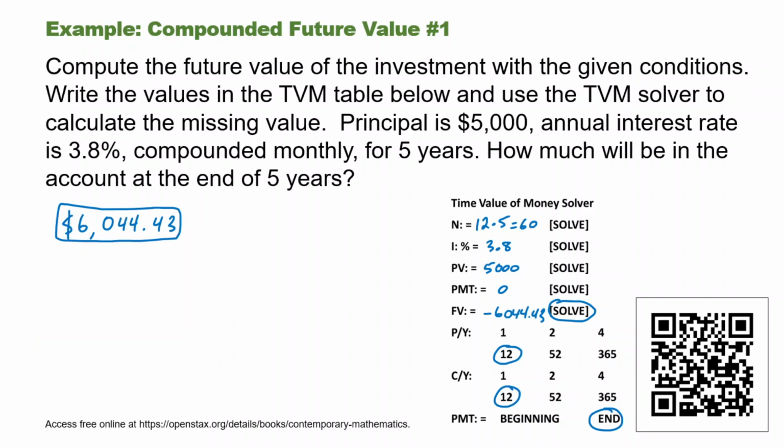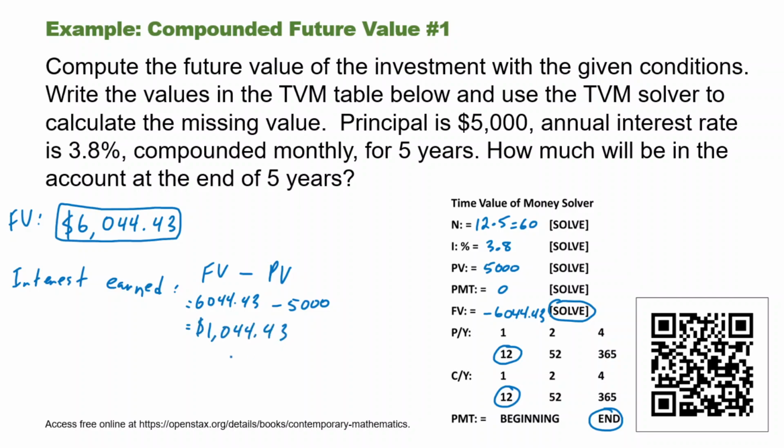Now this question doesn't ask for this, but sometimes we are interested in how much interest we accrued. So we know our $5,000 is now worth just over $6,000, but how much of that was interest? So interest earned would be our future value minus our principal, which is our present value. So $6,044.43 minus $5,000 means that the earned interest is $1,044.43.